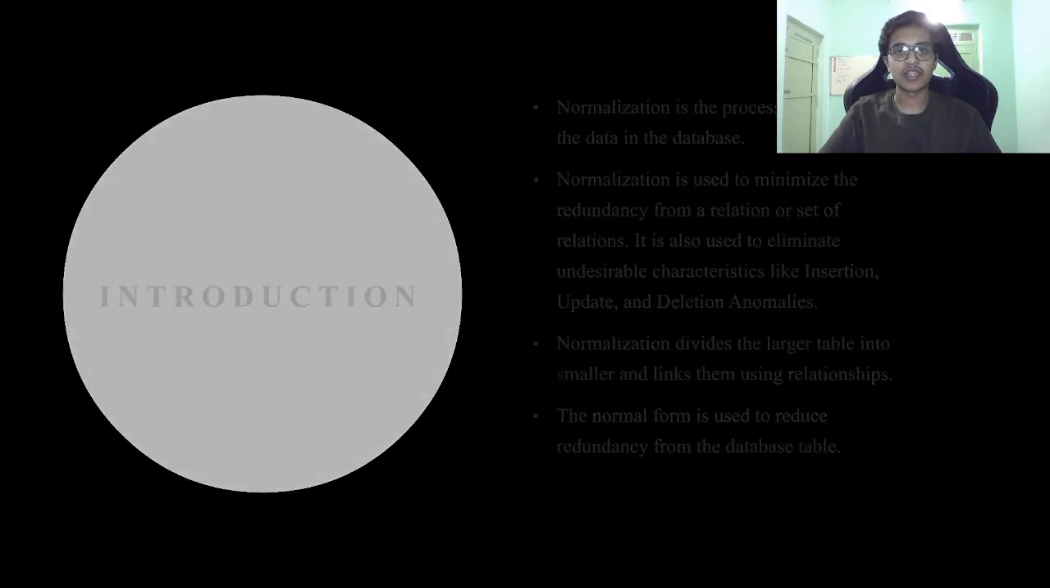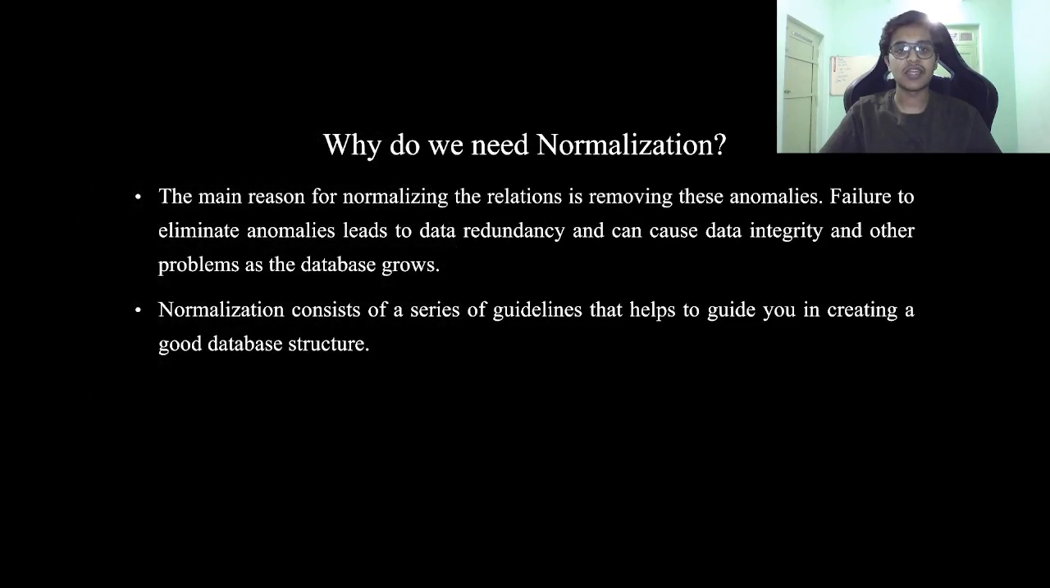Moving on to the next slide. A very important question here is, why do we need normalization? The main reason for normalization is that the relation is removing these anomalies. Failure to eliminate anomalies leads to data redundancy and can cause data integrity and other problems as the database grows. Normalization itself consists of a series of guidelines that help to guide you in creating a good database structure.